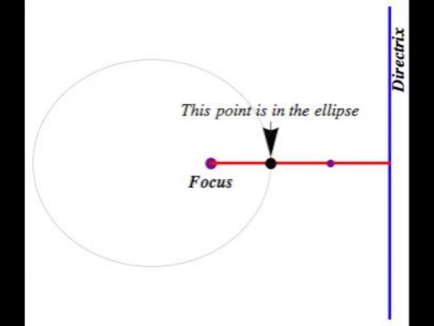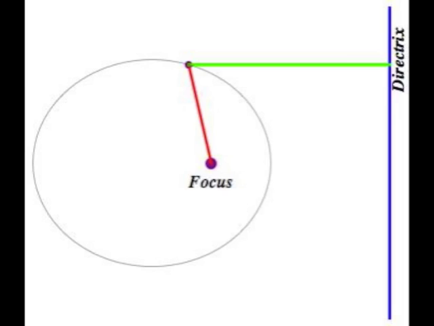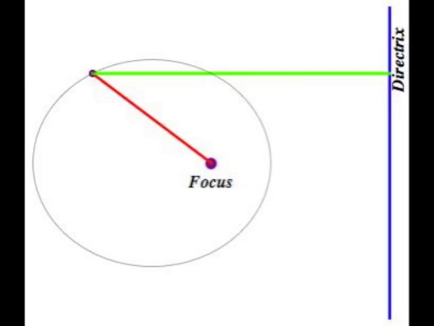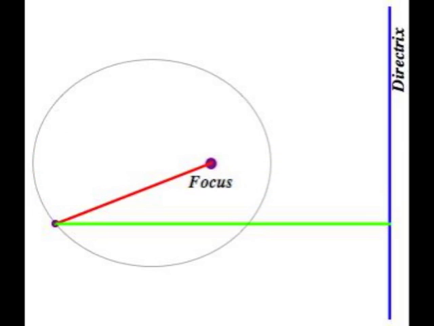For an ellipse with eccentricity 1/2, the distance from a point on the ellipse to the directrix is twice the distance from that point to the focus. Each green line is twice as long as the red line.